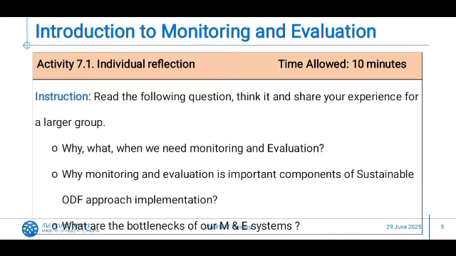Introduction to monitoring and evaluation. Activity: individual reflections. Do this activity. Time allowed: 10 minutes.